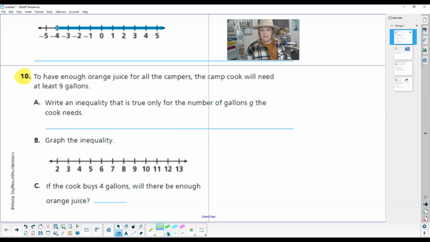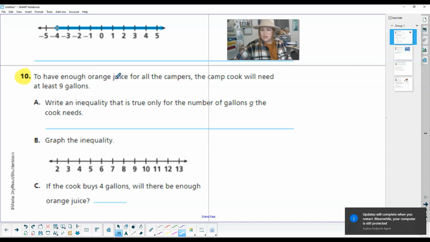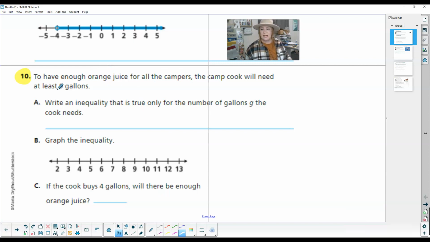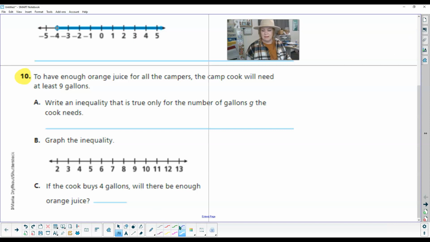Number 10 says that in order for there to be enough orange juice for all of the campers, the cook will need to have at least 9 gallons. So at least 9. To have enough, they've got to do at least 9. So I want enough. If I only make 8, that's not enough for everybody. If I make 9, that would be good. If I make more than 9, that would be better. So 9 is good, but more is better.